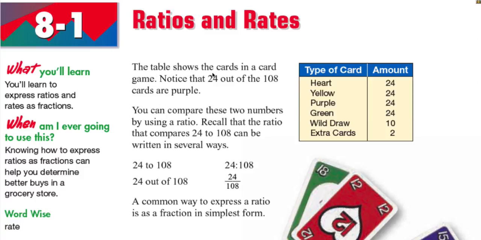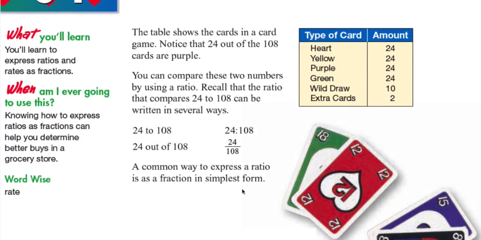Okay, so the table shows the cards in a card game. Notice that 24 of the 108 cards are purple. You can compare these two numbers by using a ratio. Recall that the ratio compares 24 to 108 and can be written in several ways. So remember what a ratio is. A ratio is a comparison of two numbers by division, and the ratio of 24 out of 108 can be written as 24 to 108, 24 out of 108, 24 colon 108, and 24 over 108 as a fraction.